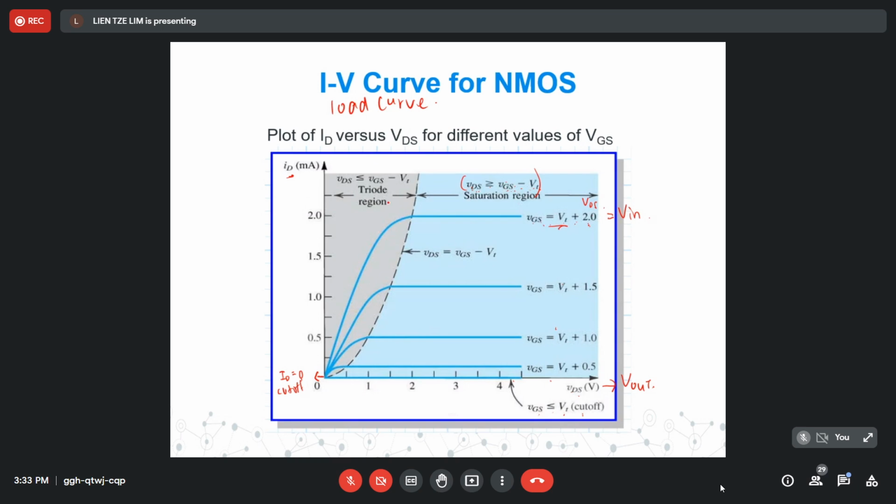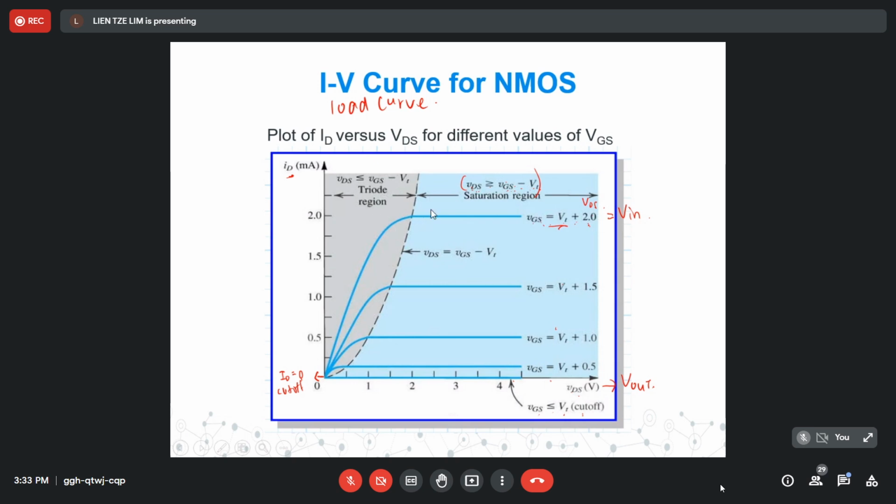Okay, in this region you see the line is increased, I should say the current is increased proportionally. This region is where the NMOS starts to operate linearly, so it is called the triode region.